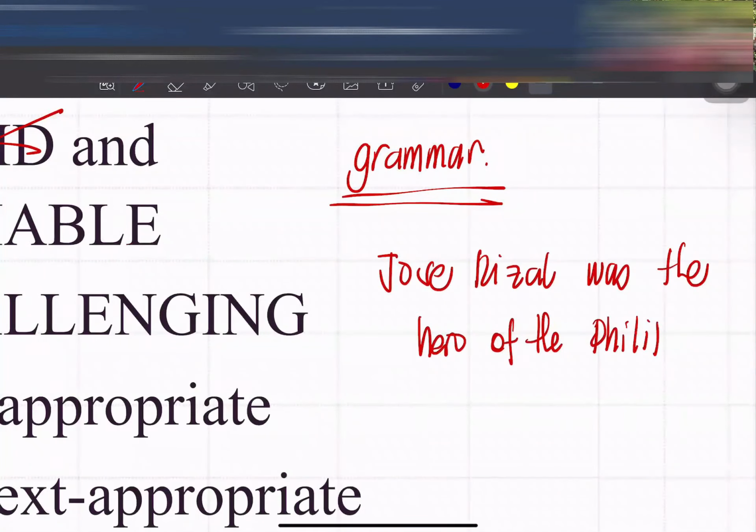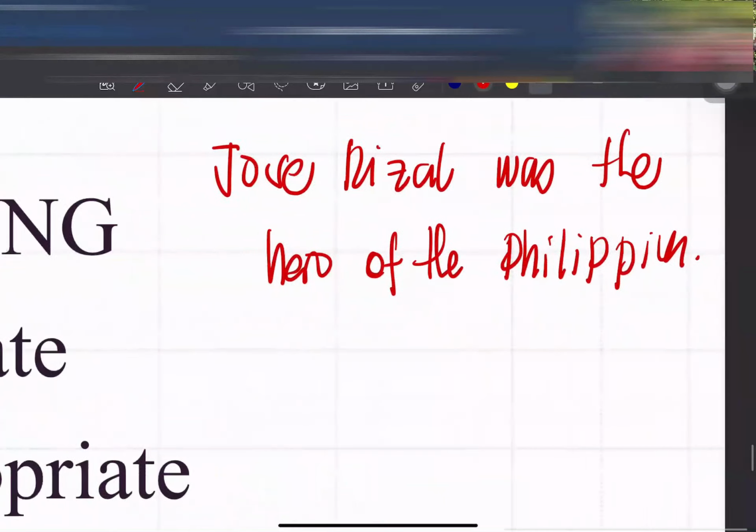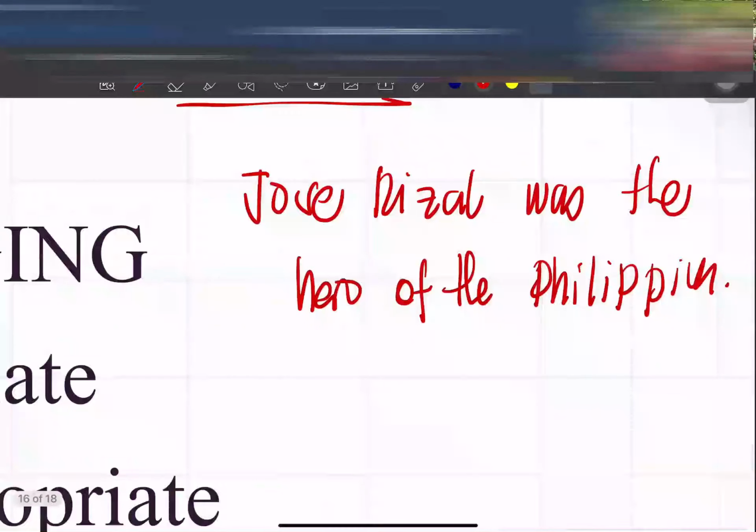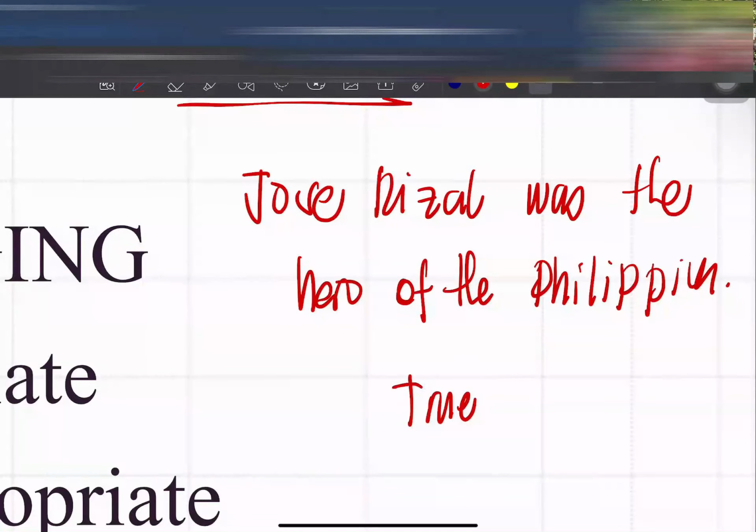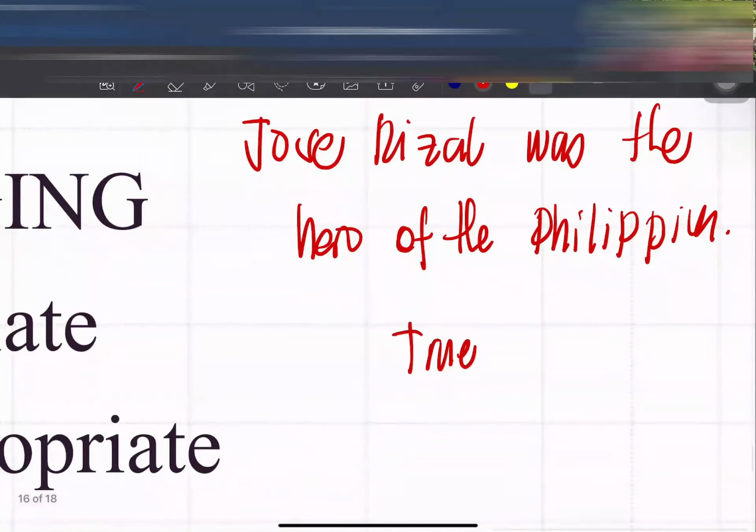Tapos yung question mo, true or false. Okay? Now, the student answered true. Eh, sino ba naman yung hindi makakakilala ng national hero, di ba? So alam natin, true siya. That Jose Rizal was the hero. That's the answer of your student.